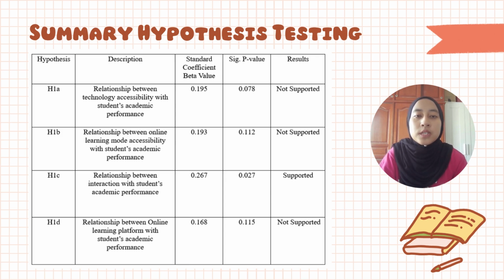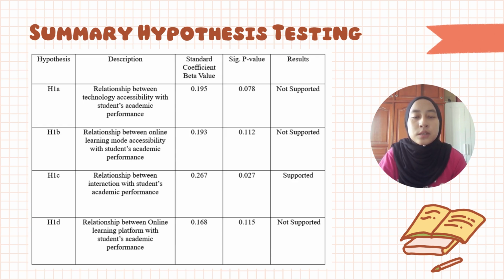The p-value is higher than 0.05, which is 0.112, also not supported the dependent variable. For the fourth hypothesis, a relationship between online learning platform with student academic performance also shows the p-value is higher than 0.05, which is 0.115, is not supported the dependent variable.